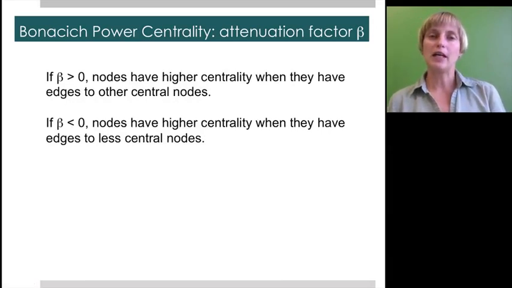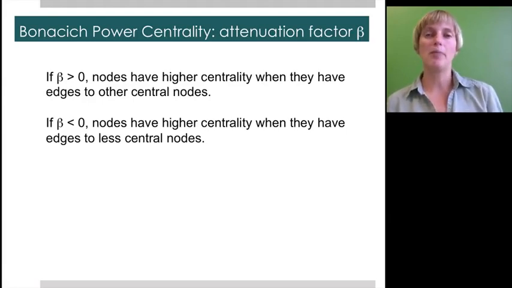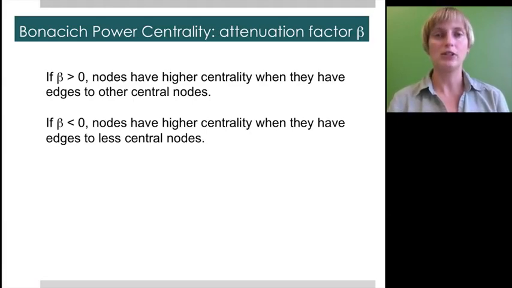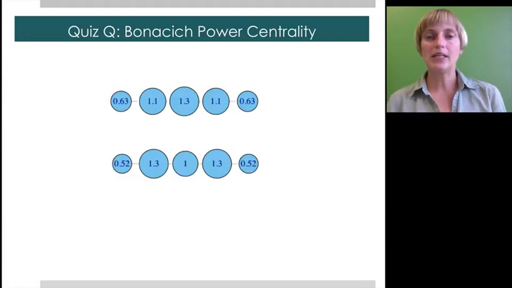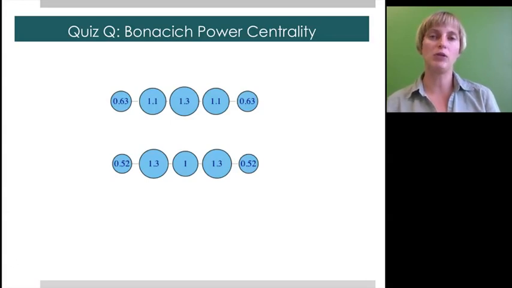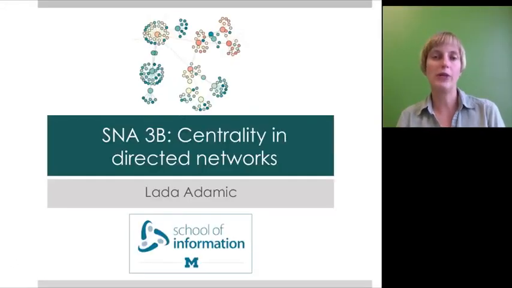The interesting thing that Bonacich started examining was what happens if beta is actually negative. When beta is positive, the centrality follows the intuition I said, which is that having neighbors who are themselves important makes you important. However, if beta is negative, nodes have higher centrality when they're connected to actually less central nodes. So let's see if this made sense to you. Take a look at these two networks and try to figure out which one has beta positive and which one has beta negative.